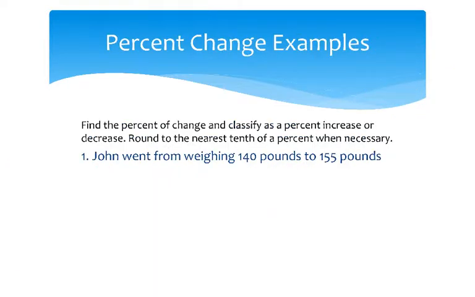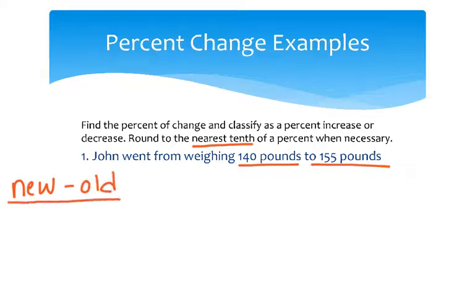All right, let's jump down to another one. So the directions say find the percent of change and classify as a percent increase or decrease, round to the nearest tenth of a percent when necessary. So John went from weighing 140 pounds to 155. So highlighting the important parts, 140 to 155. So writing our formula, I have new minus old all over old.